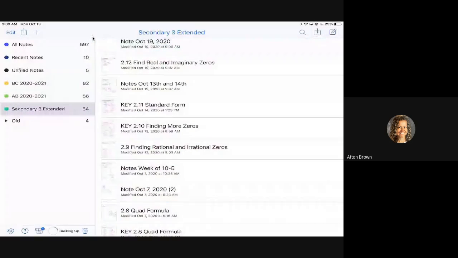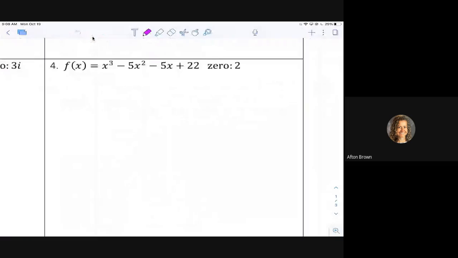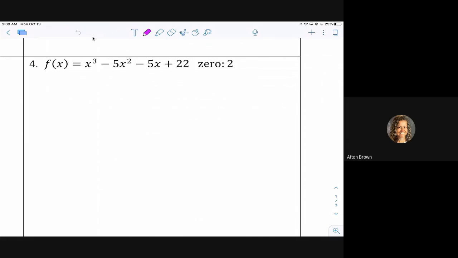Problem 4 gave us this: x to the third minus 5x squared minus 5x plus 22, and they're telling us a 0. That's basically helpful because we don't have to graph it on our calculator. How many total zeros do we expect to find? 3. Based on this, I expect there to be 3 zeros, and we have one of them. What do we do with that 2? If they tell us we have a 0 at 2, what do we do? Synthetic division, very good, you're right.